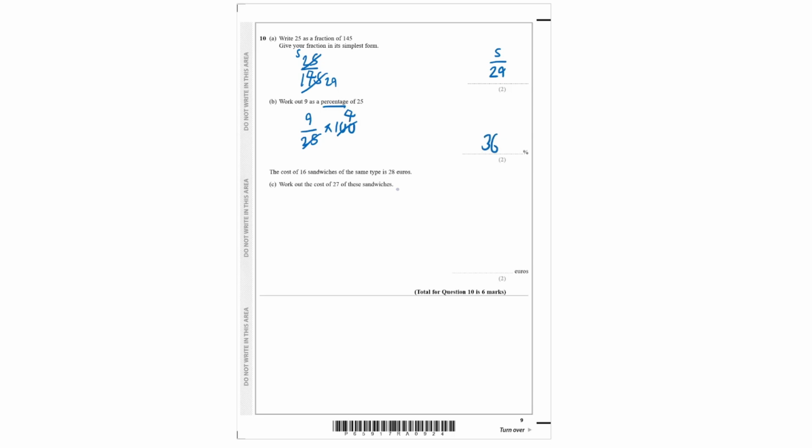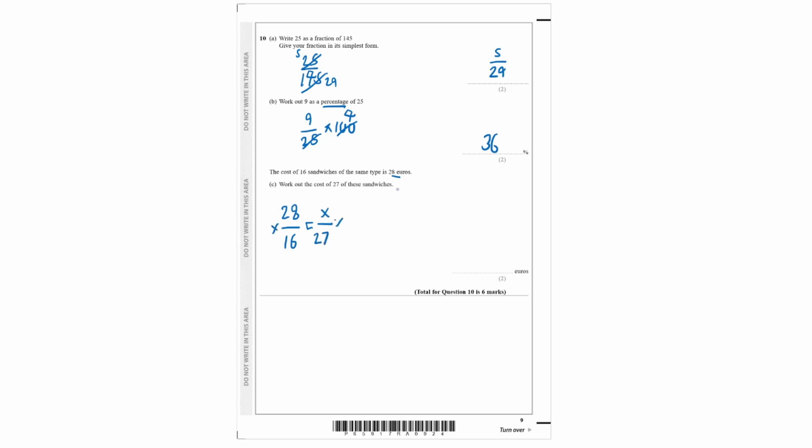The cost of 16 sandwiches of the same type is 28 euros. Work out the cost of 27 of these sandwiches. So we can see here that 28 euros is equivalent to 16 sandwiches. And we don't know the cost of 27 sandwiches, but we know that it is for 27.